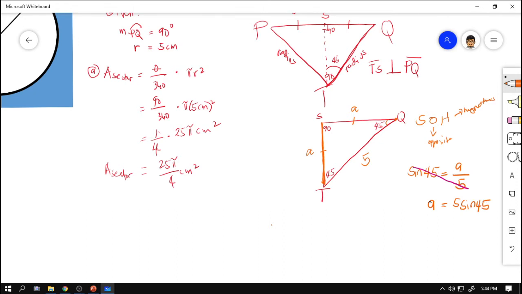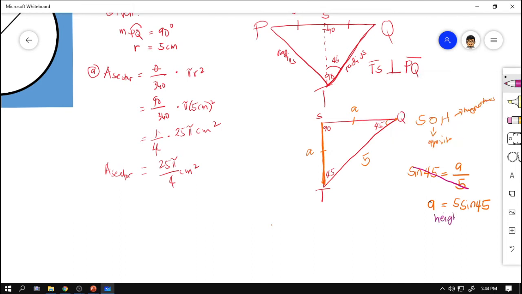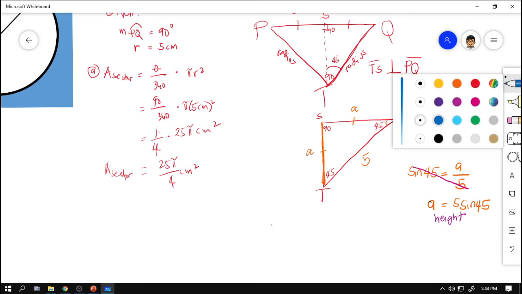Okay? Next, punta tayo dun sa base. This is now the height. So, ibig sabihin, this is now the height. The height is 5 sine 45. Next, punta naman tayo dun sa base natin. Yung base ng triangle natin, ito.